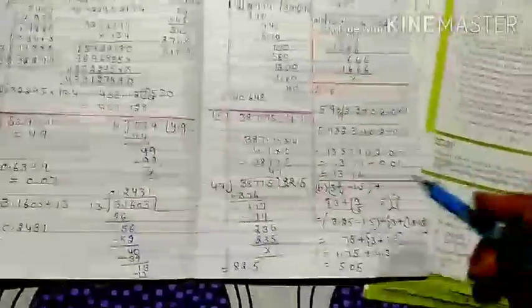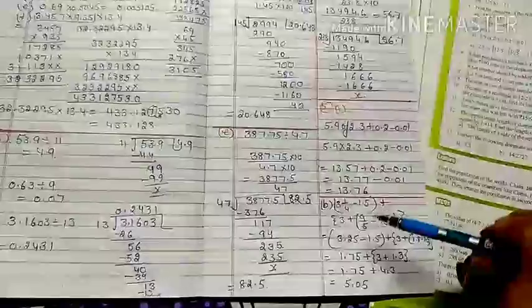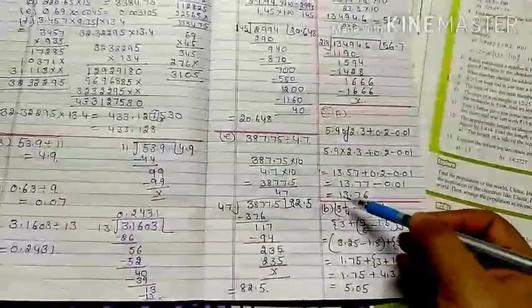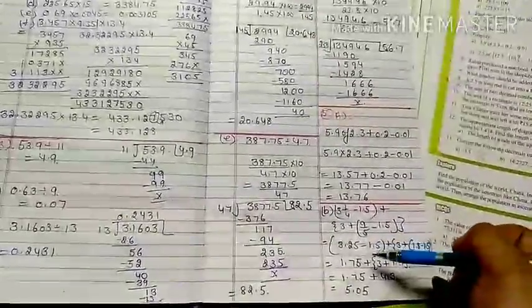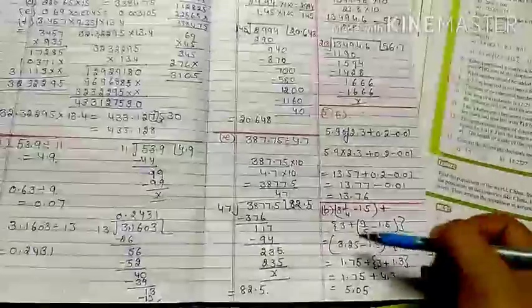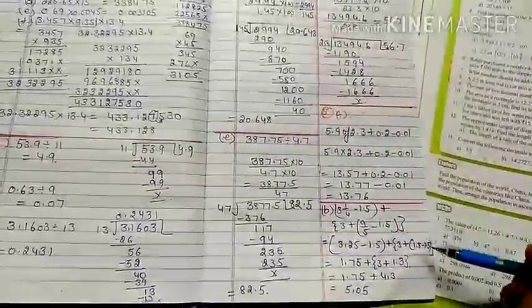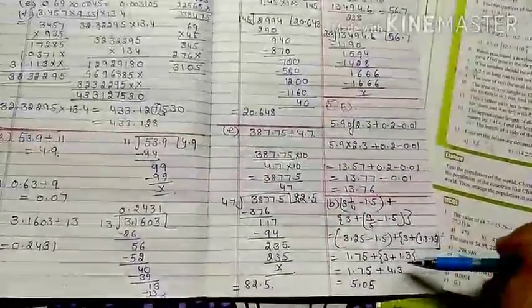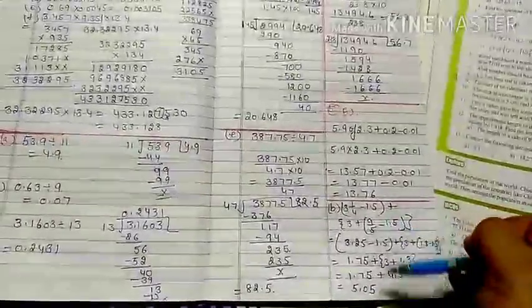Now your B part is 3 into 1 by 4 minus 1.5 plus 3 plus 9 by 5 minus 1.5. So here first you convert this into proper fraction and decimal, which gives you 3.25 minus 1.5. 3 plus 9 by 5 is also converted to decimal, so that gives me 1.8 minus 1.5 gives me 1.3. 3 plus 1.3 gives me 4.3 and 1.73. After subtraction my required answer is 5.05.